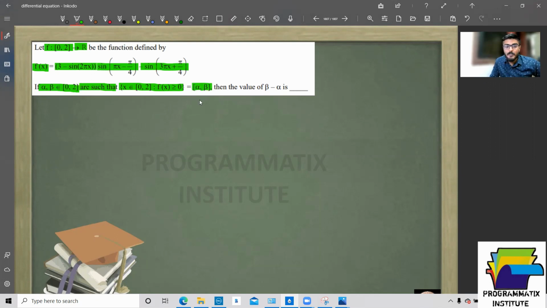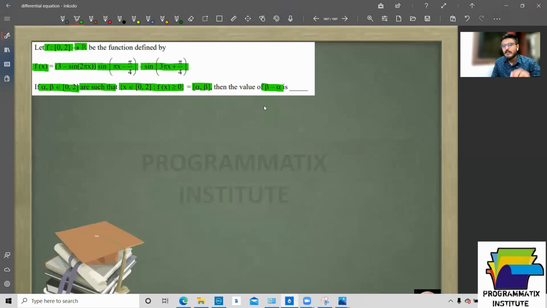The beauty of this question is that till the end, you won't be able to understand what alpha and beta are. But this set is actually satisfied by some particular values of x, and that interval of x is [alpha, beta]. Once you get the interval, you need to get the value of beta minus alpha. So this is an integer type question, a very good question, I would say.